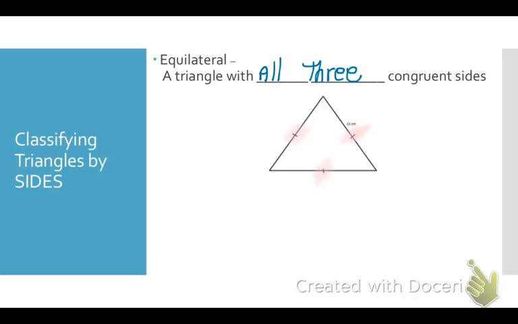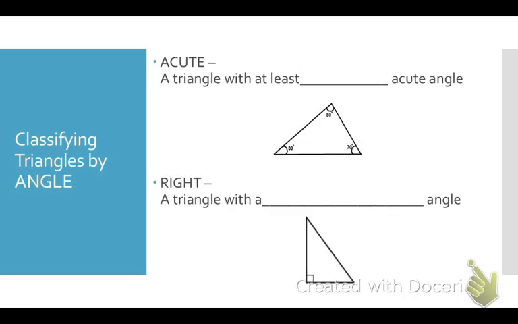Now let's learn how to classify them by angle. If you have an acute triangle, that's a triangle where all three angles are acute. So looking at our example, we have a 30 degree, a 70 degree, an 80 degree, and remember, acute means that angles are less than 90 degrees. So three angles that are less than 90 degrees gives me an acute triangle.